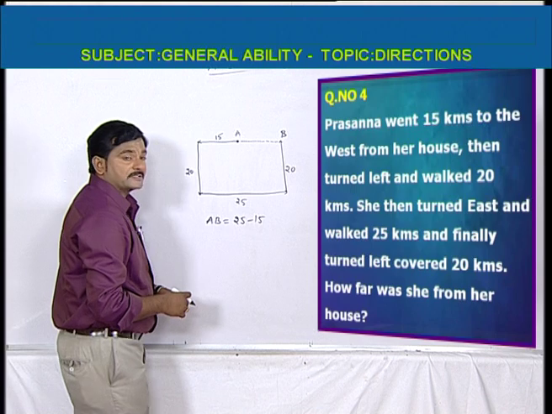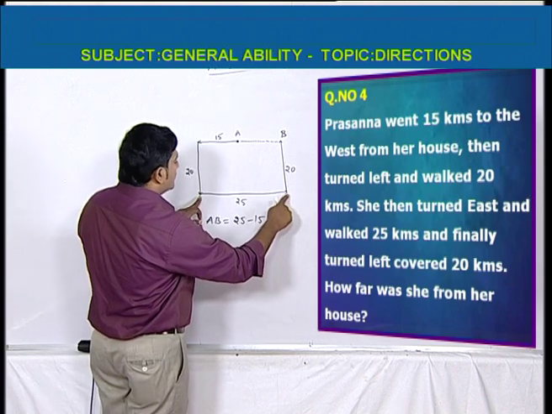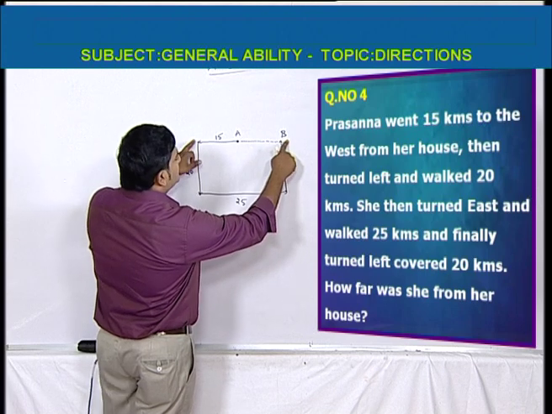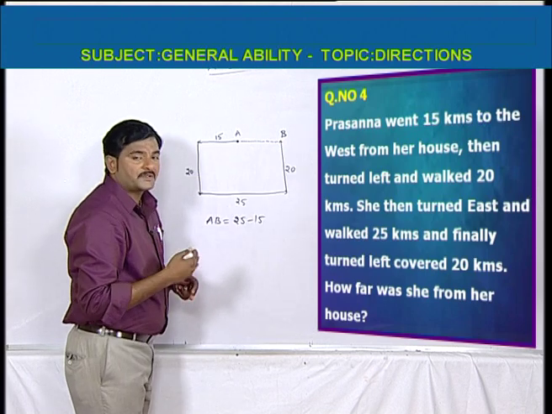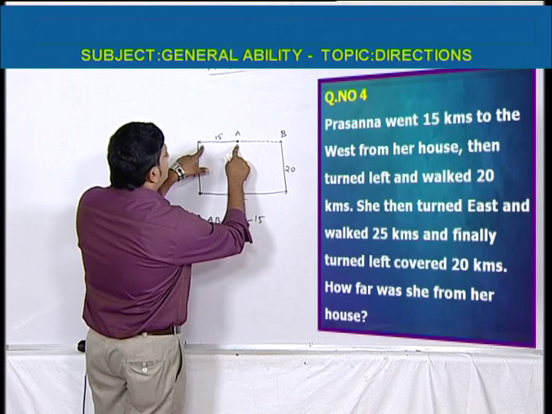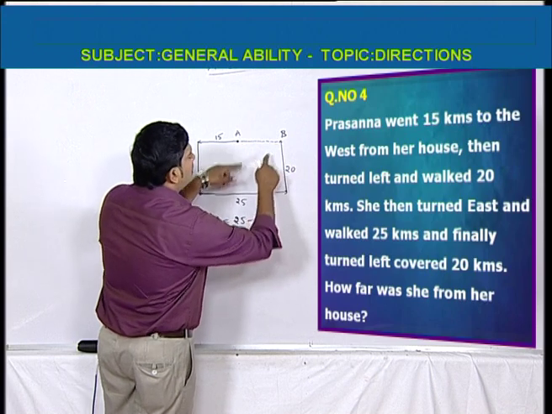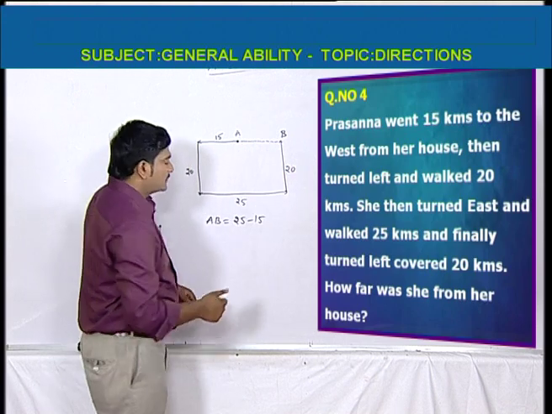I repeat this step once again. So here this length is 25 kilometers. If this is 25 kilometers, this must also be how many kilometers? 25 kilometers only. Out of these 25 kilometers, he already gave 15 kilometers. So if this is 15, how much remains? 10 kilometers I have to get. So what does it mean?